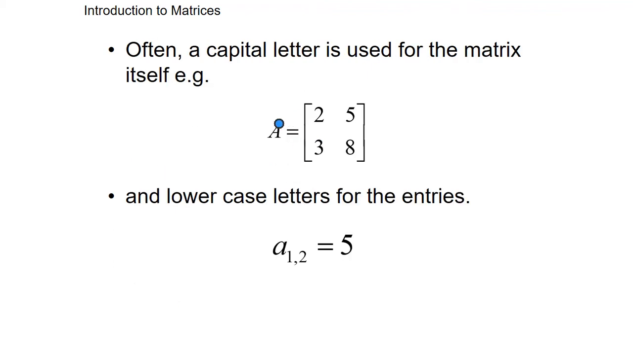Now, often we use a capital letter for a matrix. We could call this 2 by 2 matrix 2, 5, 3, 8 matrix A, and lowercase letters for the entries themselves. For example, the entry in the first row and the second column, which is 5 here, we can refer to as a 1,2.